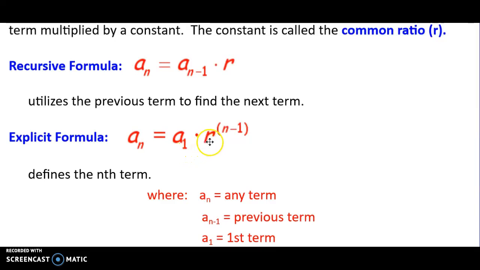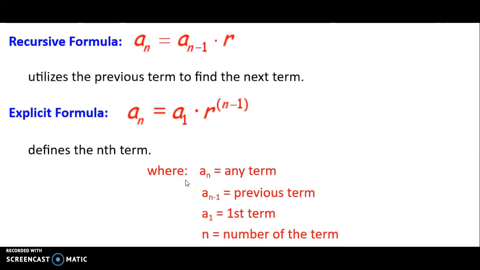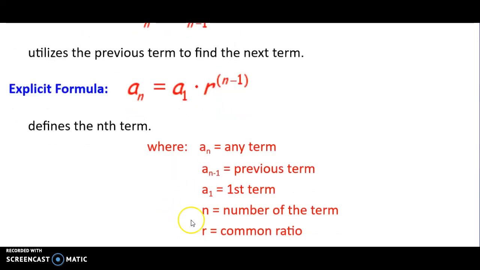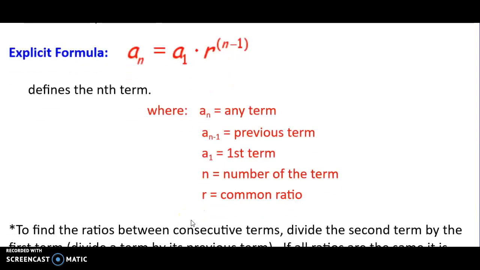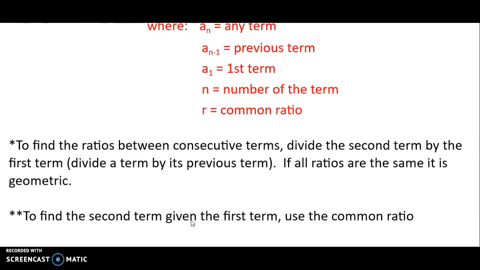a1 times the ratio r raised to the power of n minus 1, where an is any term, an minus 1 is the previous term, a1 is the first term, n is the number of terms, and r is the common ratio. If you want to find the ratios between consecutive terms, you divide the second term by the first term, or divide any term by its previous term.